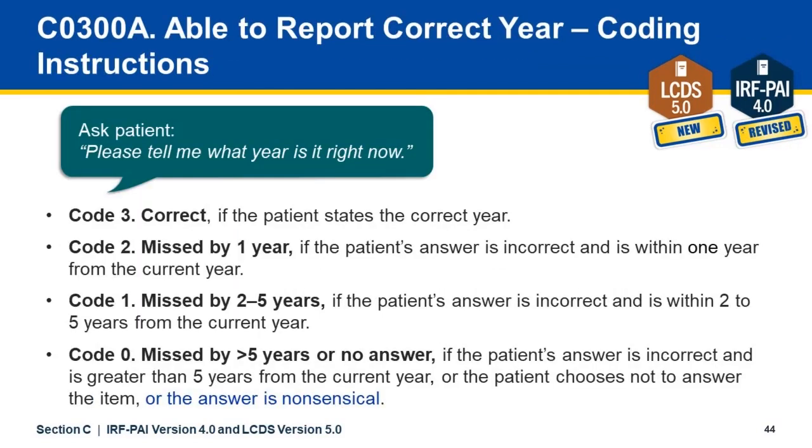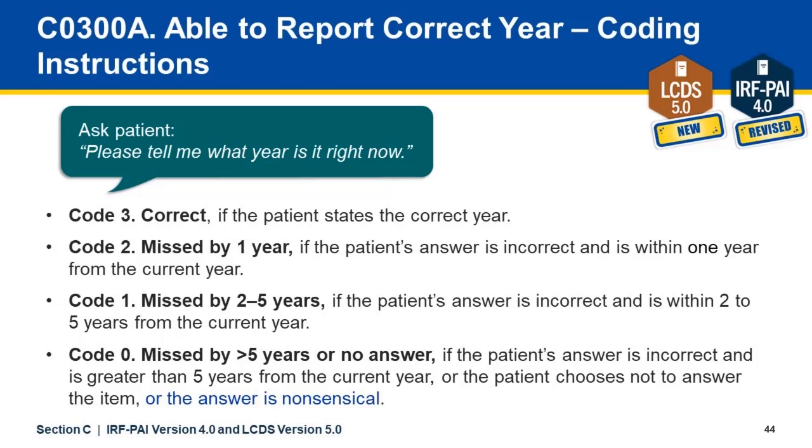So for C0300A, able to report the correct year, start by asking the question, please tell me what year is it right now? Then consider the following coding response options. Code 3, correct, if the patient states the correct year. Code 2, missed by 1 year, if the patient's answer is incorrect and is within 1 year from the current year. Code 1, missed by 2 to 5 years, if the patient's answer is incorrect and within 2 to 5 years from the current year.